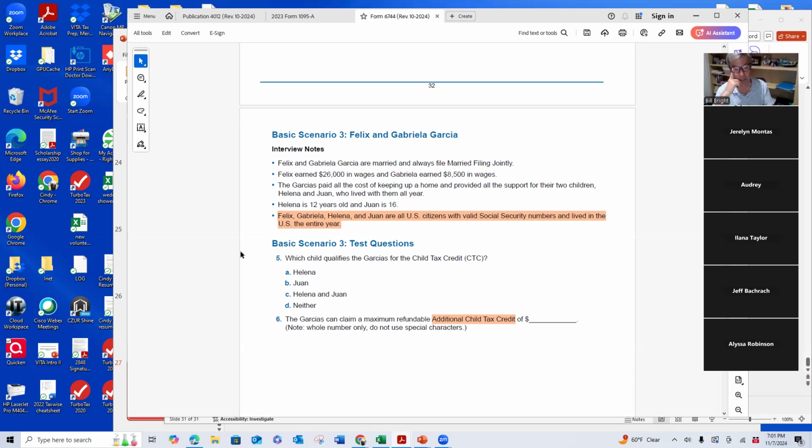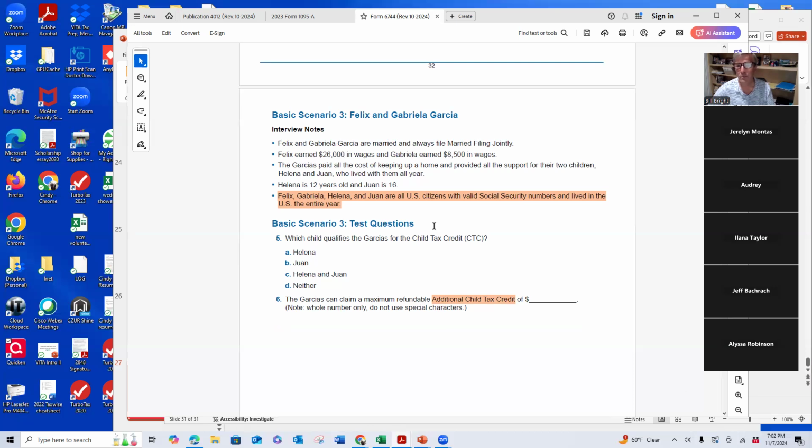They've all lived in the U.S. for the same year, the entire year. That's a home run there. No worries, they're going to qualify for everything. So which one qualifies for the child tax credit? Pretty straightforward. And then number 6, when you're actually doing the test, I can't really give you the answers, but I would focus on some things that could trip you up, which is question 6. The Garcias can claim a maximum refundable additional child tax credit, because we're talking 2 different credits here, which is very important to keep in mind when you go through all this. And then there's just one more.